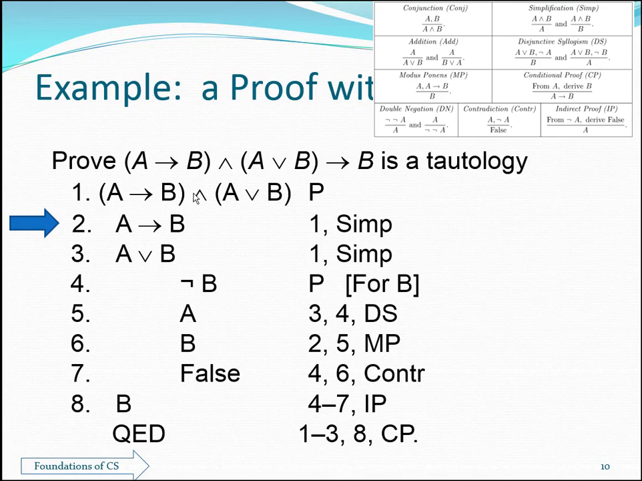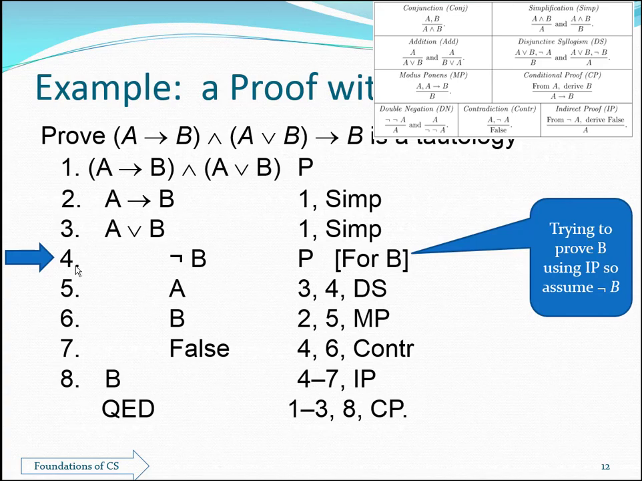We have an A implies B and some other stuff. So A implies B, we're going to take for line 2 from line 1 with simplification. Same thing here. We get the right side of that, A or B, using line 1 and simplification. Okay, and now things get interesting.